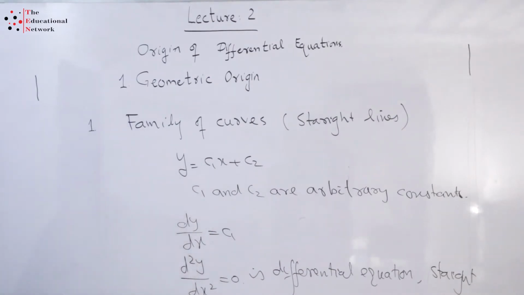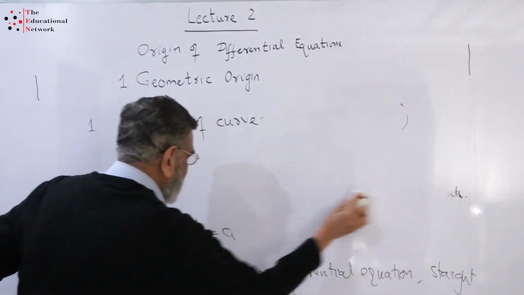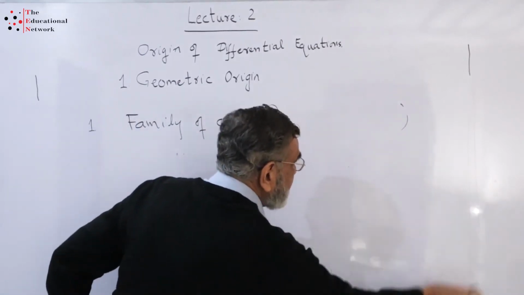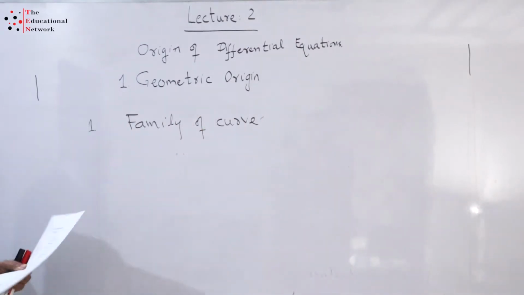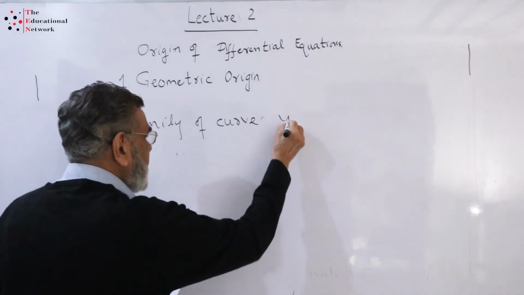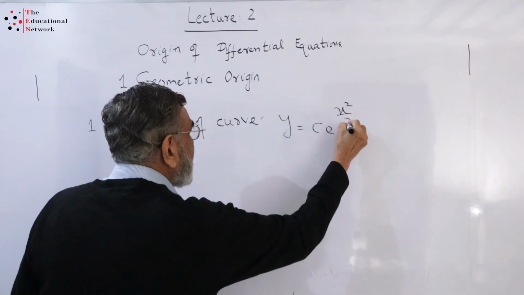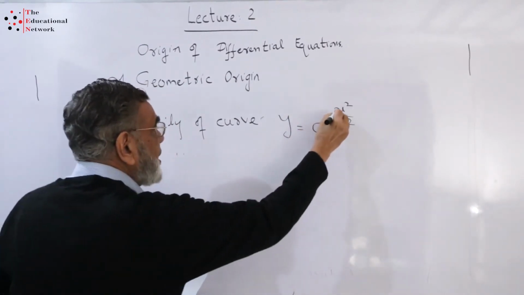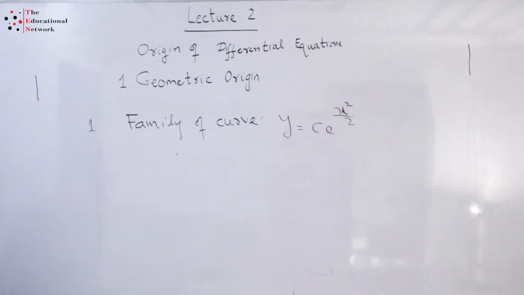I take another family of curves, and this family of curves has an exponential form. It is not a straight line as mentioned here, it is different from this one, and we can see how we can rewrite this in terms of a differential equation. So I have the family of curves given by y = C e^(x²/2). This is my geometrical equation. I want to write this as a differential equation.